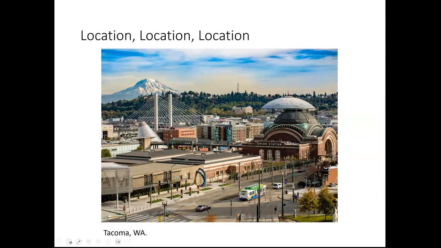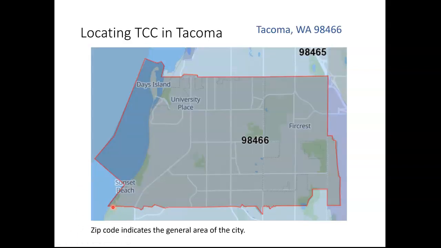So here's an example. We have a picture here of Tacoma, Washington, and we want to find TCC in Tacoma. And so the first thing we can do is narrow in using the zip code. It's a little broad, but we know we're somewhere in this region between Fircrest and University Place, and in the zip code region of 98466 of Tacoma, Washington.